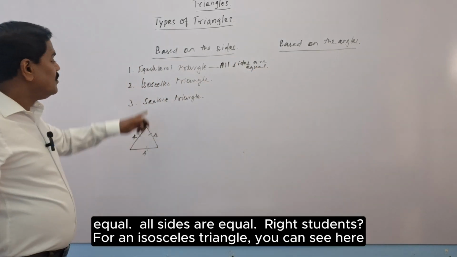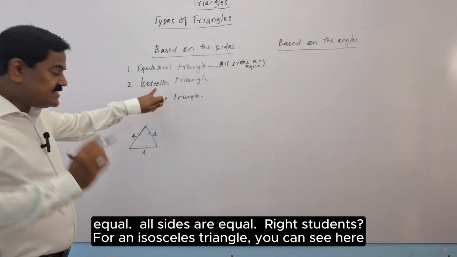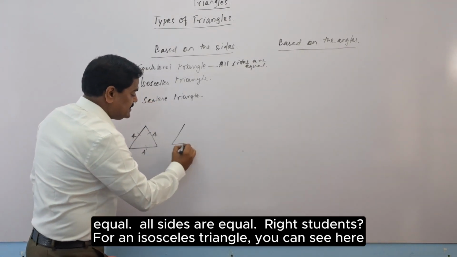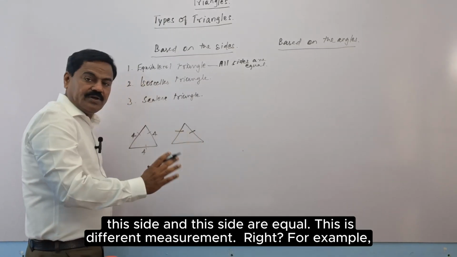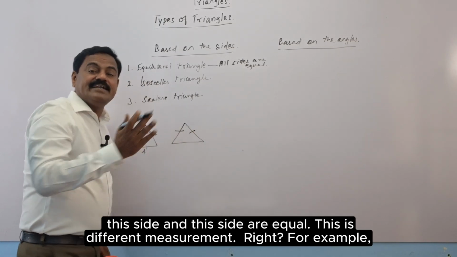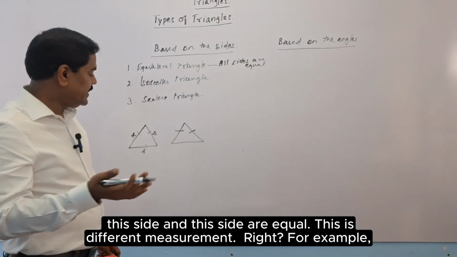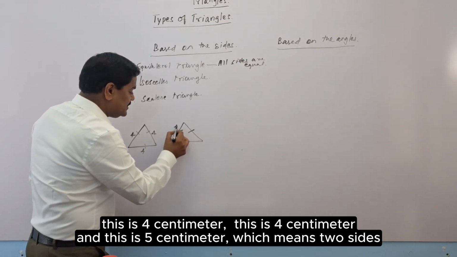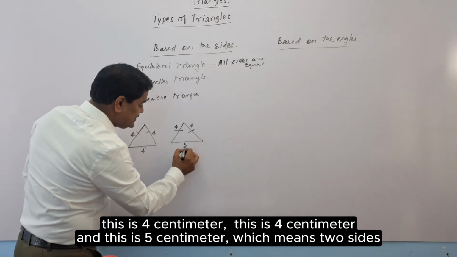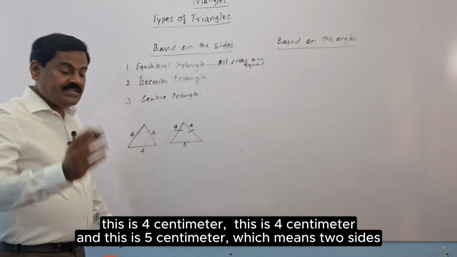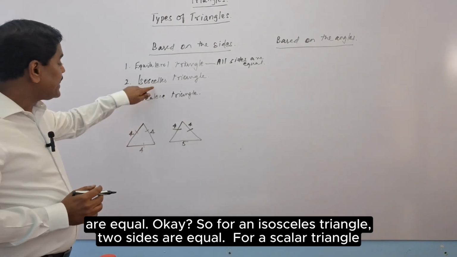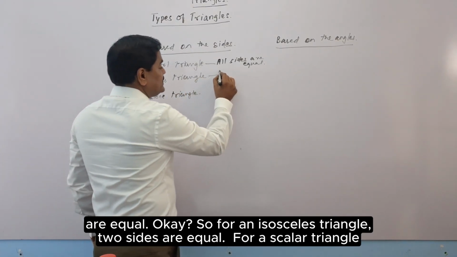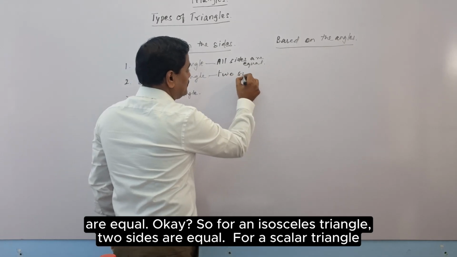Right, students? For an isosceles triangle, you can see here this side and this side are equal. This is a different measurement. Right? For example, this is 4 centimeter, this is 4 centimeter, and this is 5 centimeter, which means two sides are equal. Okay, so for an isosceles triangle, two sides are equal.